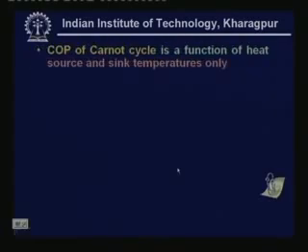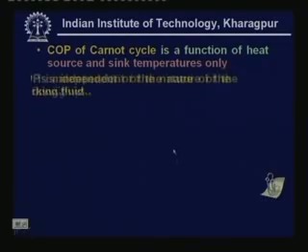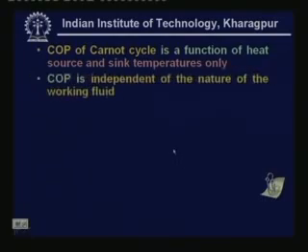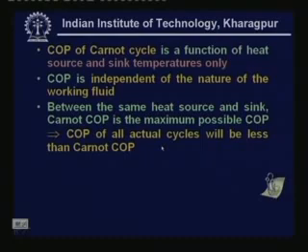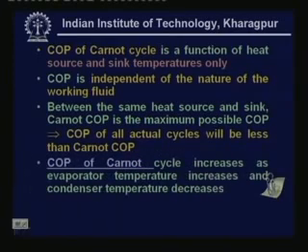Now, as I have already explained, the COP of a Carnot cycle is a function of heat source and sink temperatures only. COP is independent of the nature of the working fluid. Whatever be the working fluid, the expression for COP of a Carnot system remains the same. Between the same heat source and sink, Carnot COP is the maximum possible COP. That is why I said that this is used as a standard for comparison, and COP of all actual cycles will be less than the Carnot COP. And COP of a Carnot cycle increases as evaporator temperature increases and as condenser temperature decreases. Let me explain this.